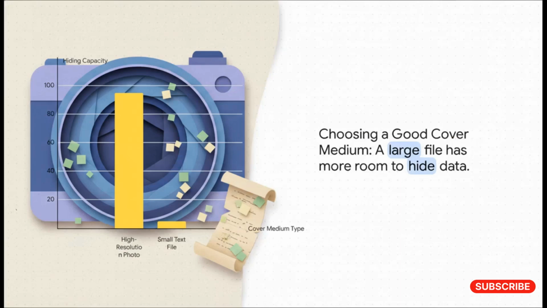Step 1 is all about choosing a good cover medium. And here's a simple rule of thumb. Bigger is almost always better. Think about it. A huge, high-resolution photo has millions of pixels, tons and tons of data. That gives you so much space to hide a message without anyone noticing a thing. Try to hide that same message in a tiny little text file. Yeah, good luck. There's just nowhere for it to go.